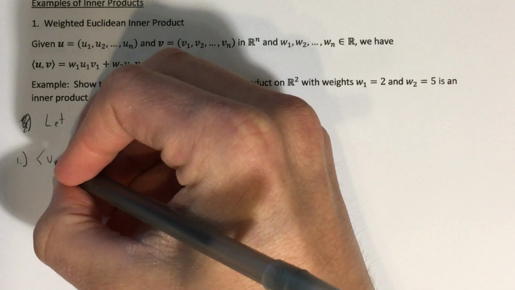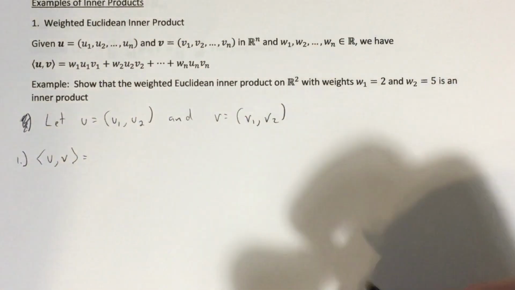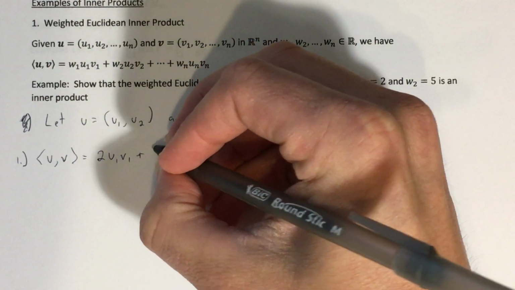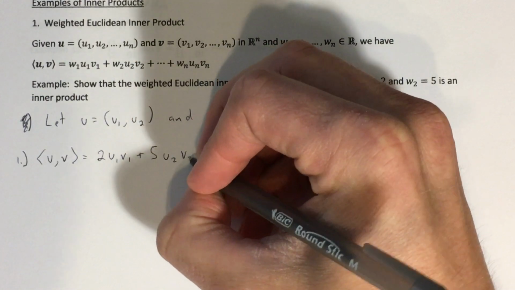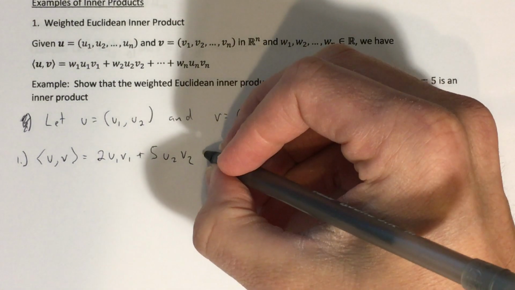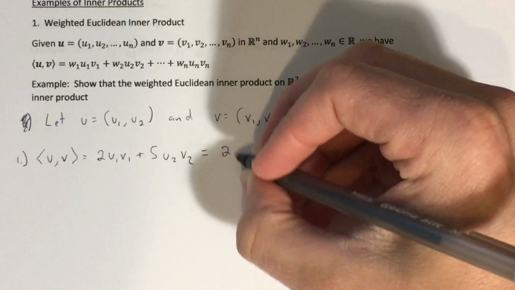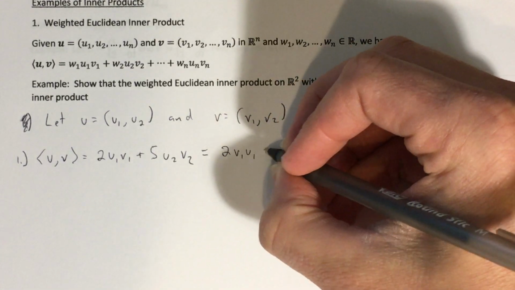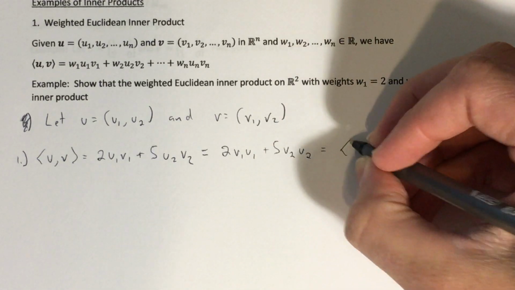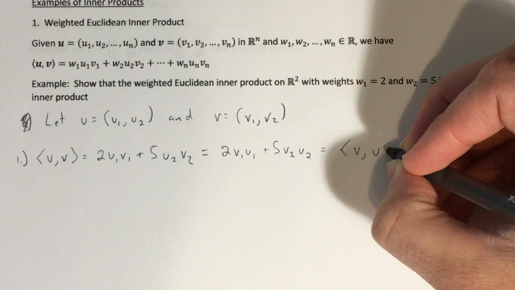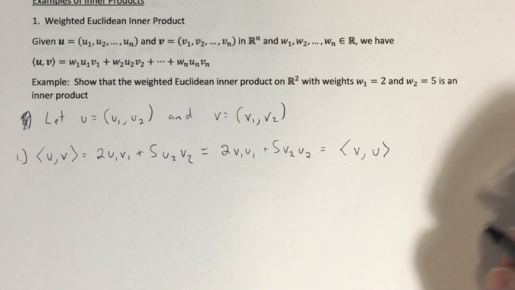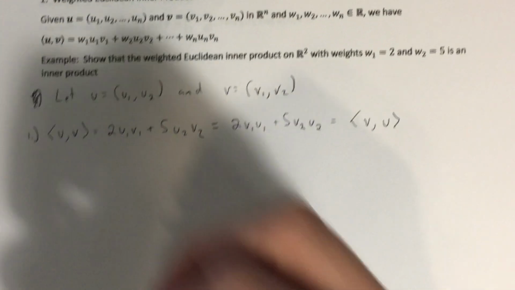By definition, the inner product of U with V is equal to our first weight, 2, times U1 V1, plus our second weight, 5, times U2 V2. And then, because these are all real numbers, they have the commutative property. So I could also write this as 2 V1 U1 plus 5 V2 U2. This, however, is the same thing as the inner product of V with U. So symmetry in this case follows from the commutative property of multiplication with real numbers.